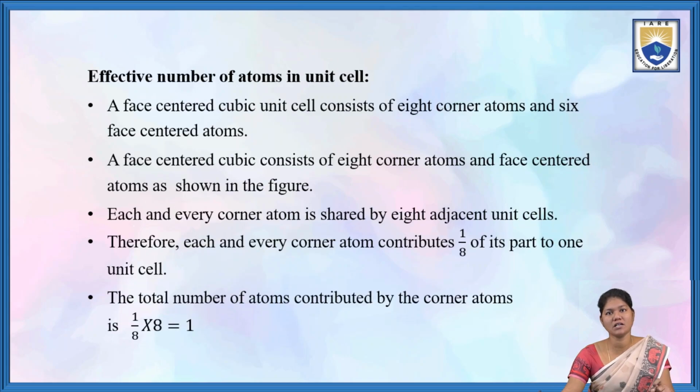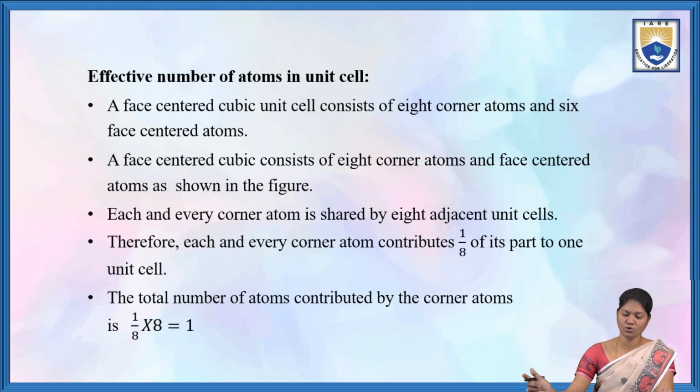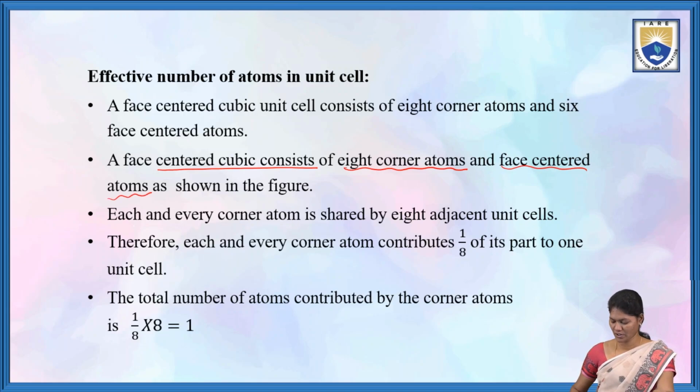Now, the effective number of atoms in the unit cell. A face-centered cubic unit cell consists of 8 corners, and in these 8 corners there are atoms, and 6 face-centered atoms. So a face-centered cubic unit cell consists of 8 corner atoms and 6 face-centered atoms. So how does this work?